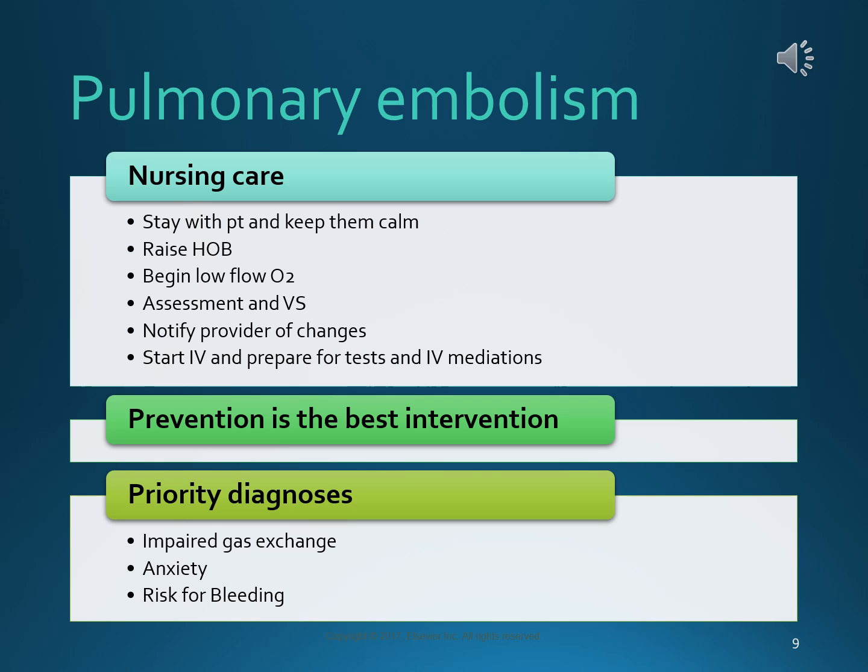Prevention is the best intervention, and DVT prophylaxis is implemented for everyone who is immobile, who is post-op, anybody that you even suspect might be at risk for a DVT. Early identification and notification of the provider for any change in anybody who you think might have a DVT. It's very important to catch these things early before they progress to a pulmonary embolus. Any change in condition is important to report as well.